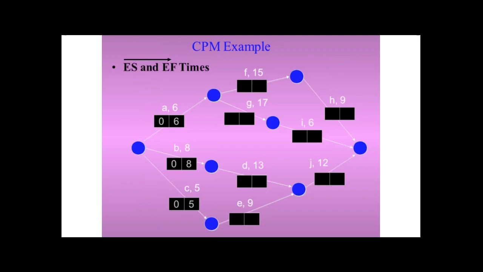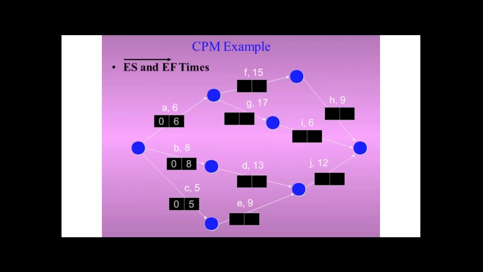In this case, we set the TE at the start of our event as 0. So we place on the first box the value of 0. And then to get the other part, the earliest start and the earliest finish, it will be 6, because 0 plus 6 is 6, and also 0 plus 8 is 8, and 0 plus 5 is 5.